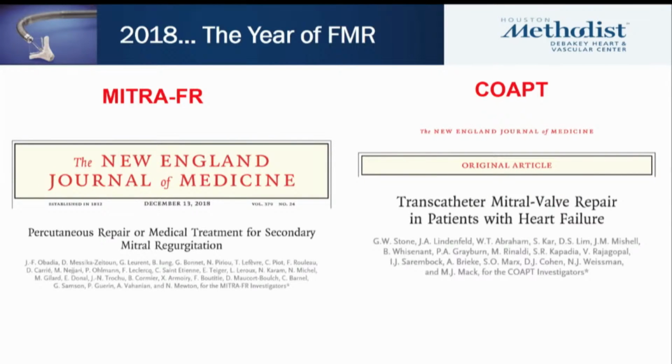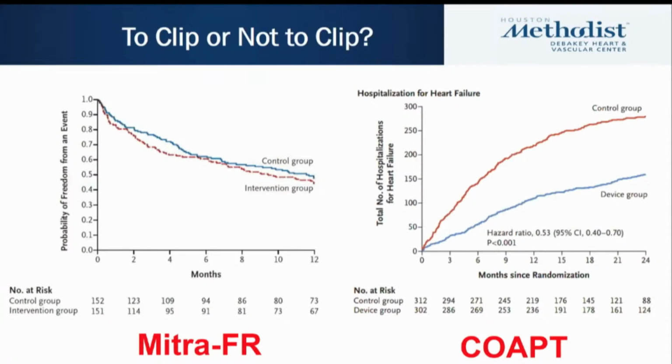2018 was really the year of secondary or functional MR. There were two studies describing the effect of edge-to-edge repair with a MitraClip device for functional mitral regurgitation in patients who were optimized from the medical standpoint. And these two trials showed completely different results. The MITRA-FR trial did not show any benefit in terms of hospitalizations or mortality benefit when the clip was used. And this is in contrast to the COAPT trial that showed significant benefit in terms of reduction in hospitalizations and also showed mortality reduction with the edge-to-edge repair.